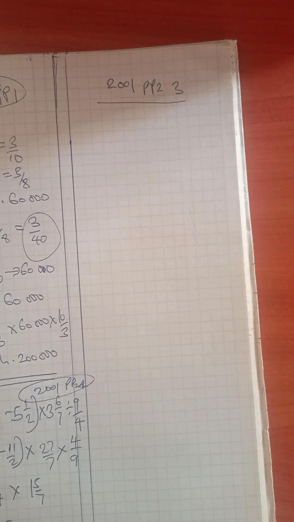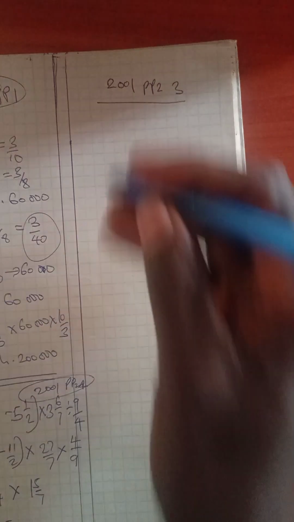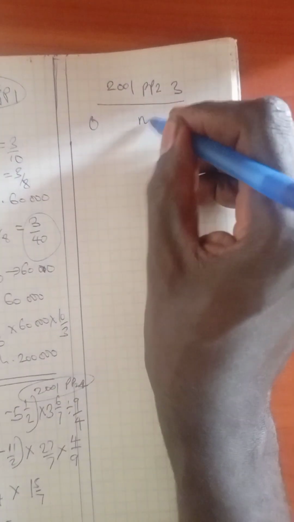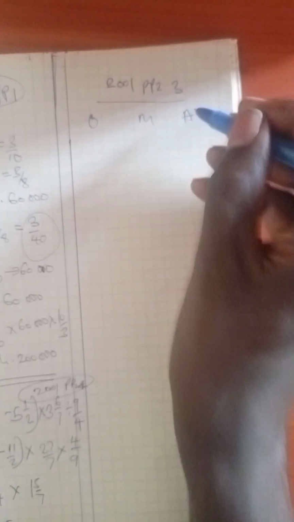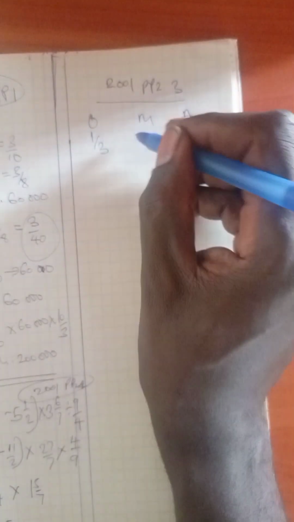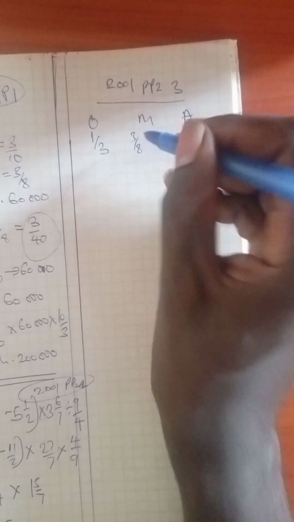The difference in contribution between Muliwa and Amina was 40,000 shillings. Calculate the price of the flour mill. Now here we need to do some statistics. We can have here Odawa, Muliwa, and Amina. So you are told Odawa contributed a third, and Muliwa contributed 3/8 of the remaining.